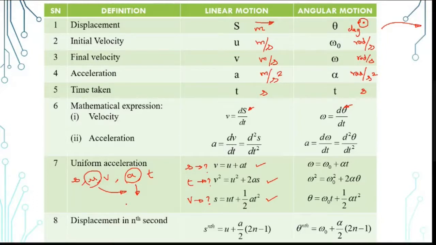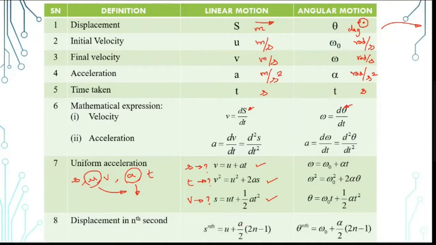And other than this, they will provide values of u or some other data. They may say it is at rest. When you say it is at rest, it means your initial velocity is zero, because it is starting from zero. So you can identify these values based on the data available in the question. The last one is displacement in the nth second. For example, if I want the displacement at a particular location at a particular time, then we can use this.